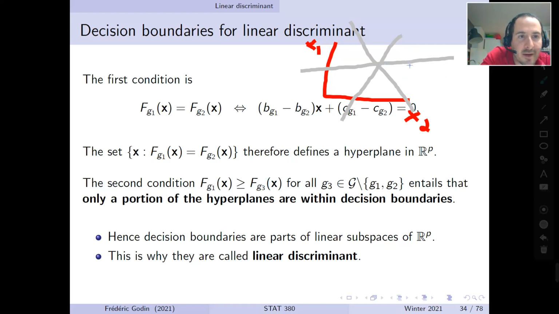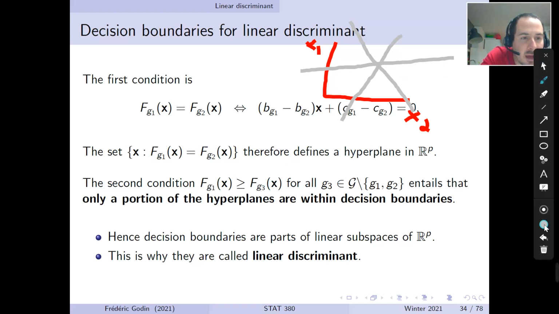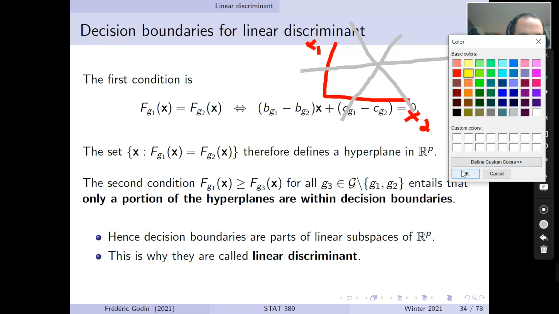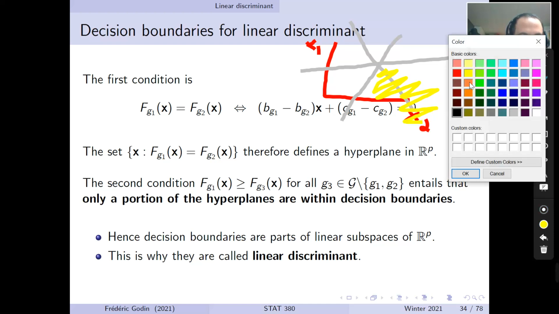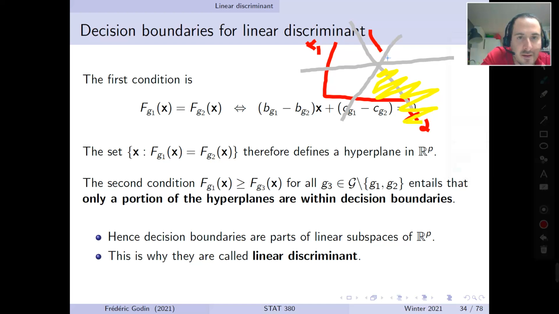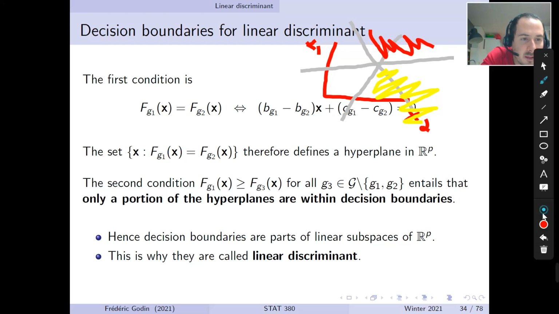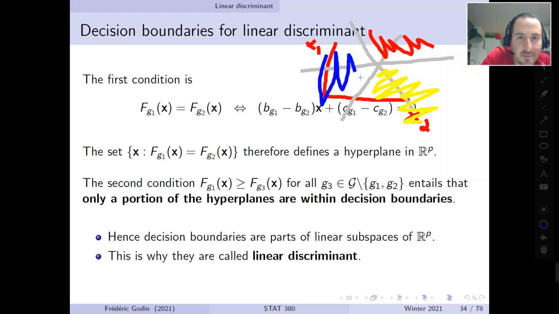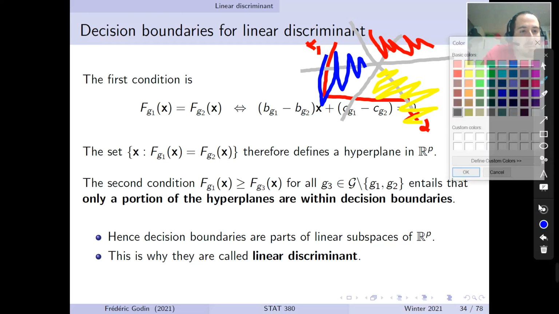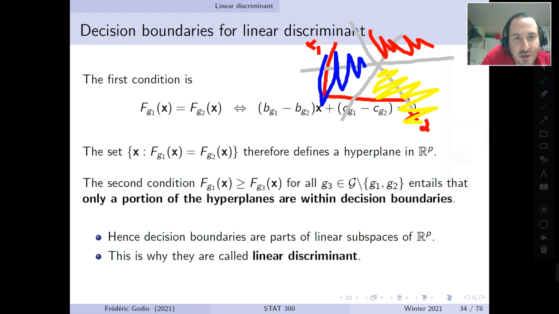But decision boundaries, probably you'd have something like: you classify as yellow here, you classify as red here, and then you classify as blue here in this region. So what we meant when we said that the decision boundaries are only portions of the hyperplane is because here we see that the decision boundaries, or frontier, are this, this, and this.